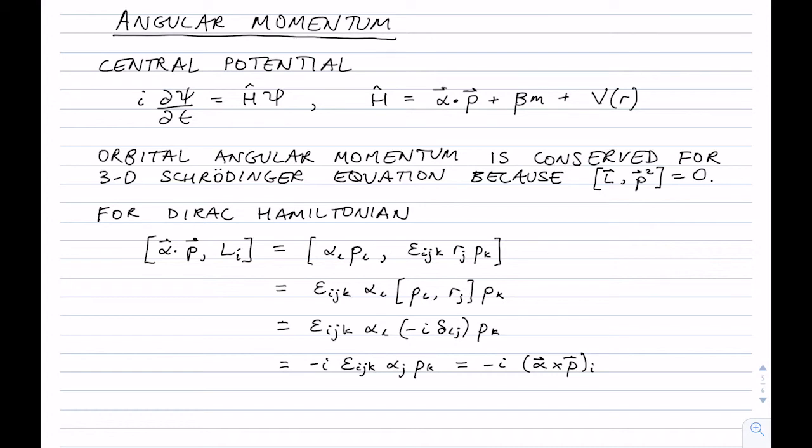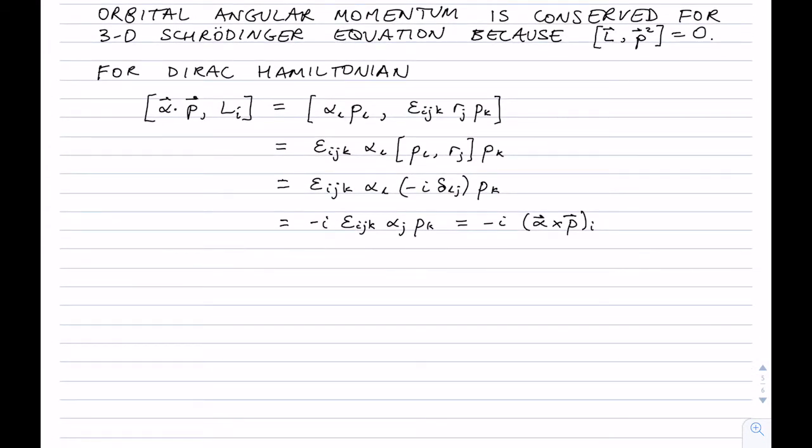So what does all that mean? That's something that you should probably get used to doing as well. It means that alpha dot p does not commute with L. In fact, we get this relationship here, not equal to 0. So orbital angular momentum does not commute with the Dirac Hamiltonian.